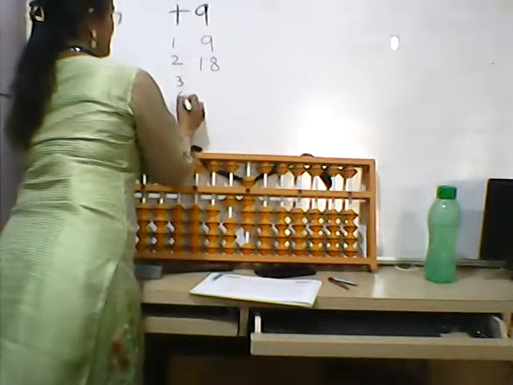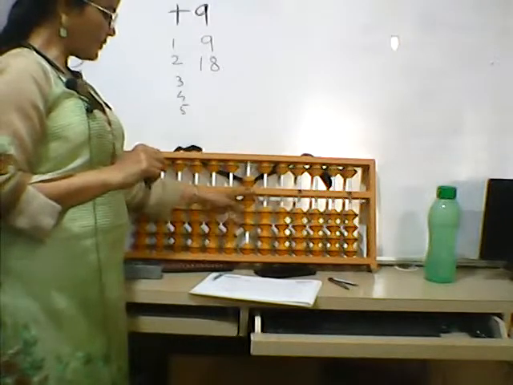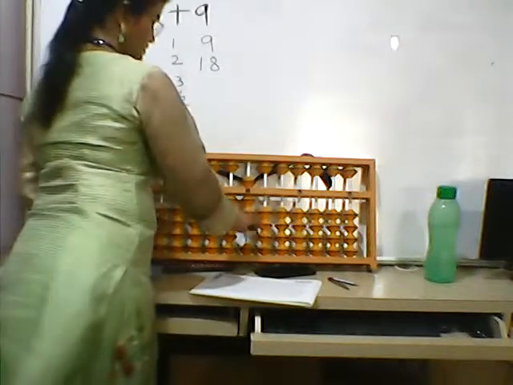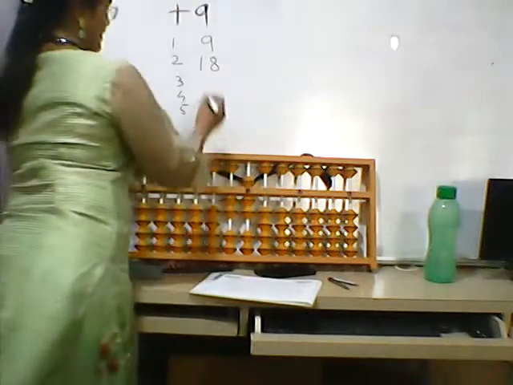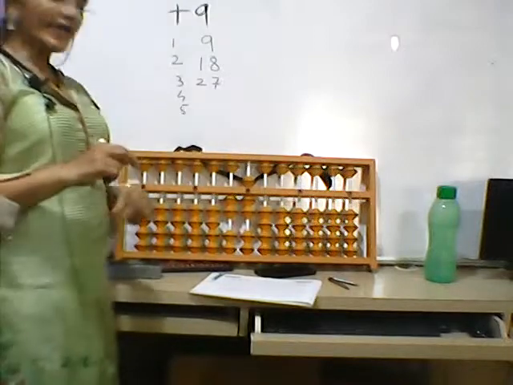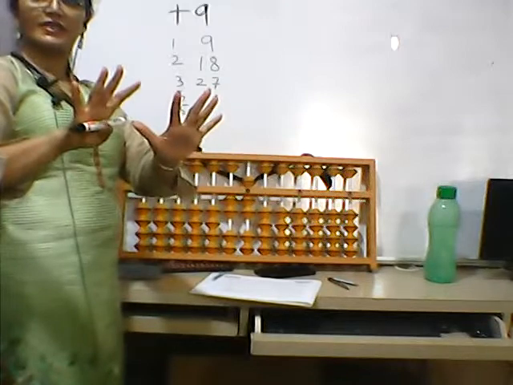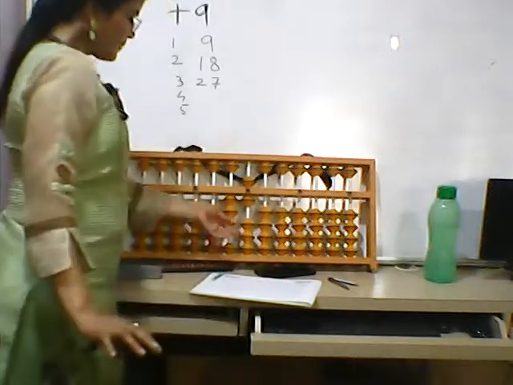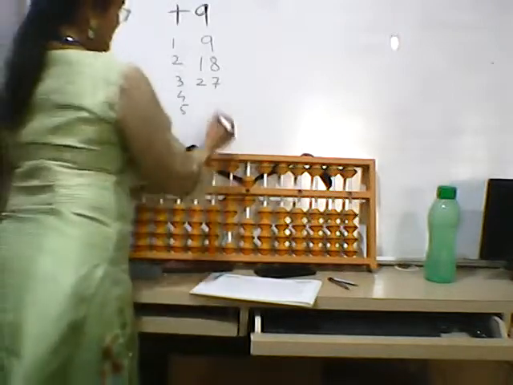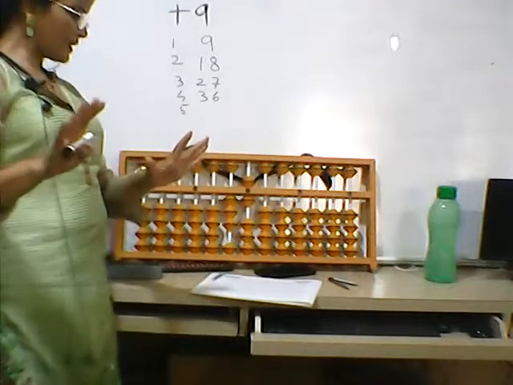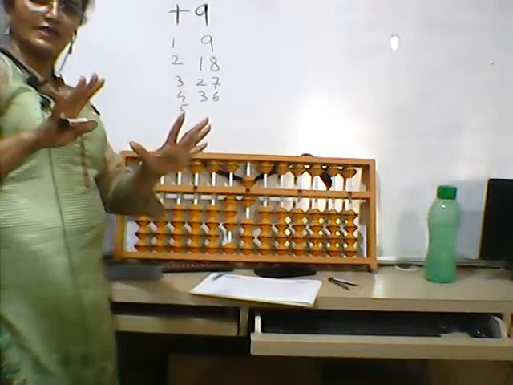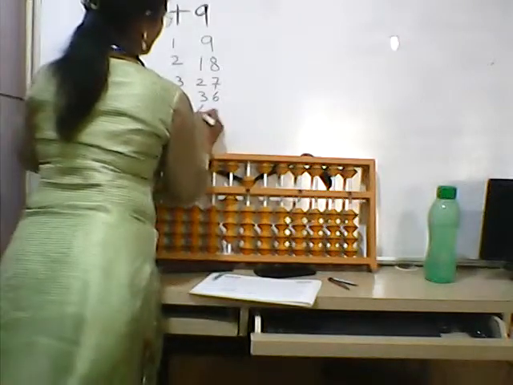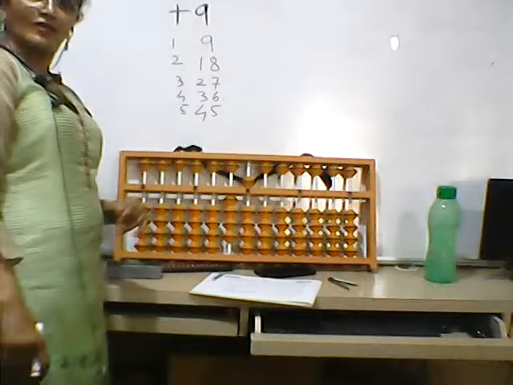Again plus 9. 3, 4, 5. Again plus 9. Can you plus 9 here? Yes. Minus 1 plus 10. That is 27. Again plus 9. Minus 1 plus 10. That is 36. Again plus 9. Minus 1 plus 10. That is 45. Okay, follow this game.